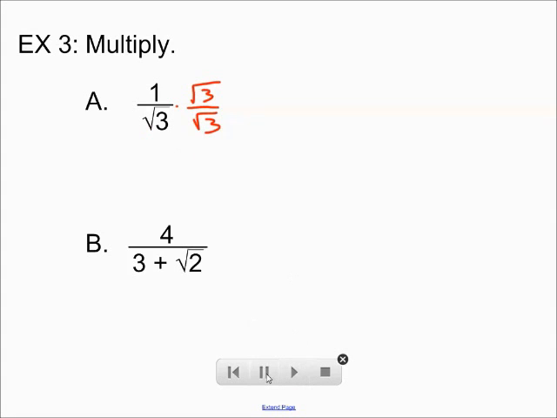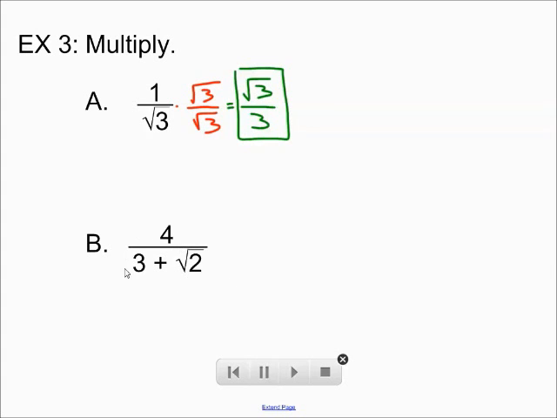Now 1 times the square root of 3 is the square root of 3, and the square root of 3 times the square root of 3 is the square root of 9, or 3. Now we don't have a radical in the denominator, and everything's simplified on top. That's our answer. You can't have radicals in the denominator of a fraction.